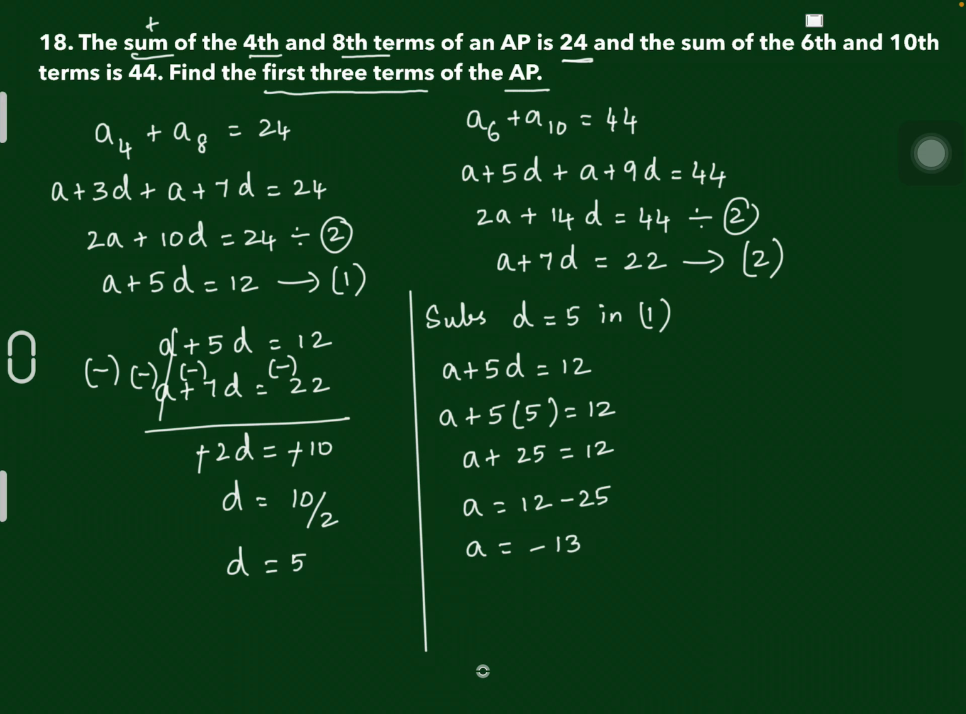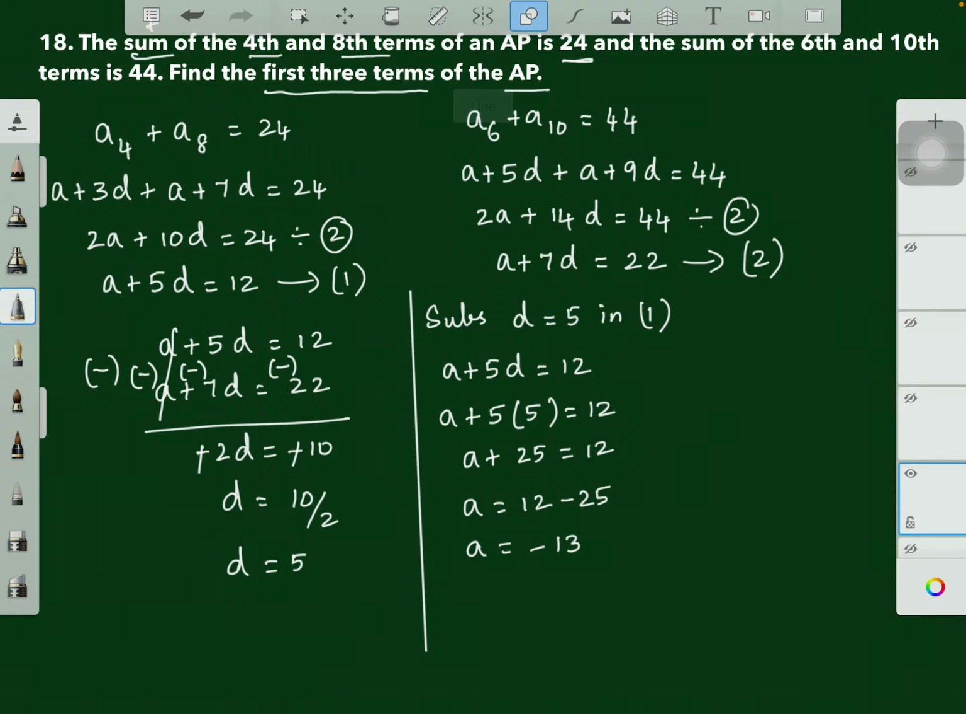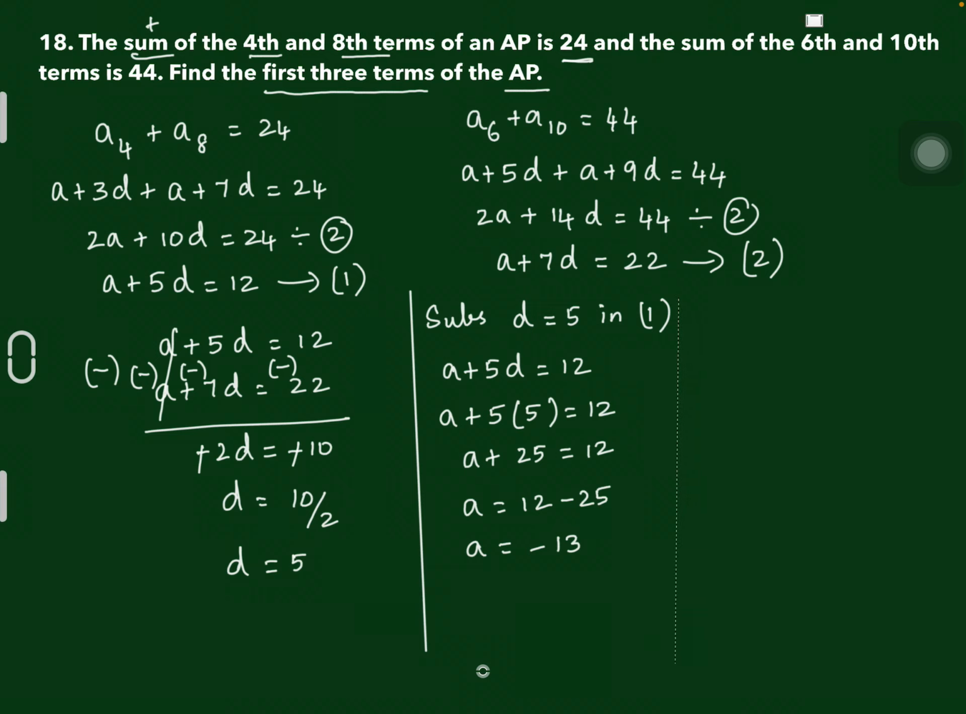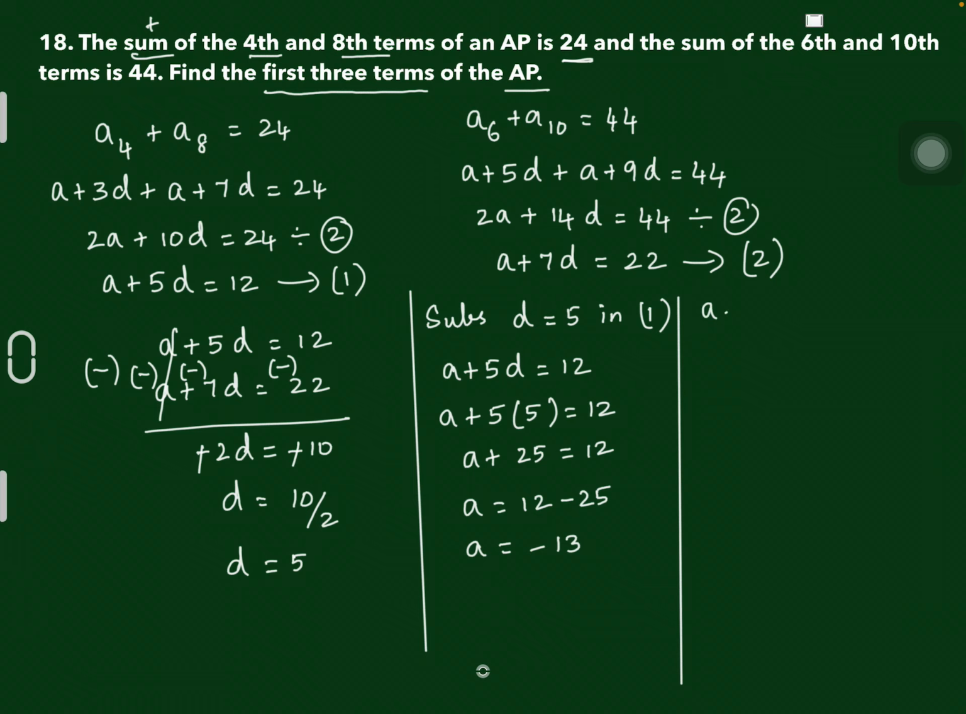They asked you to find the first 3 terms of the AP. So, we know the first term. Let us find the second and third terms. What is the second term? A2 is A plus D. What is A? Minus 13 plus D is 5. So, you get minus 8. What is A3? If you add the common difference to the second term, you get it. So, minus 8 plus 5 is equal to minus 3.